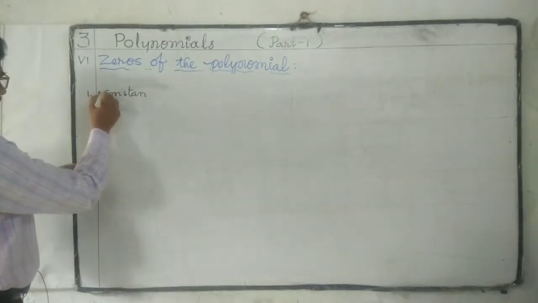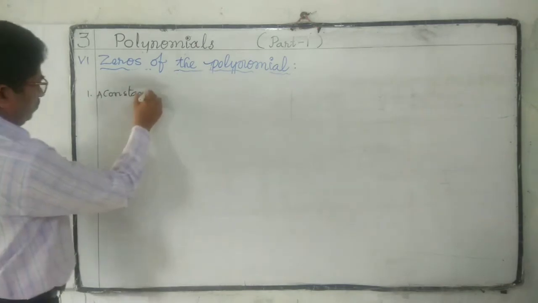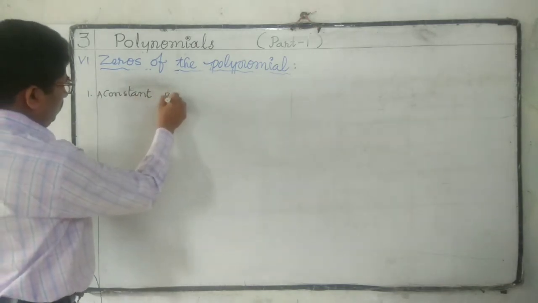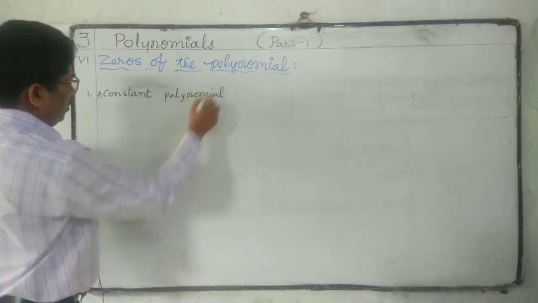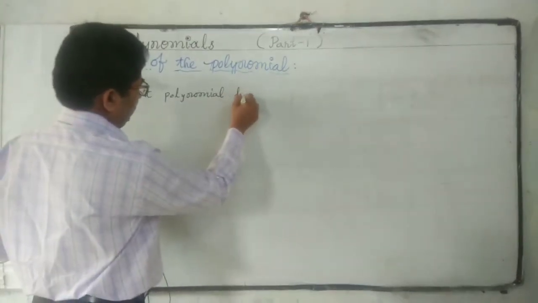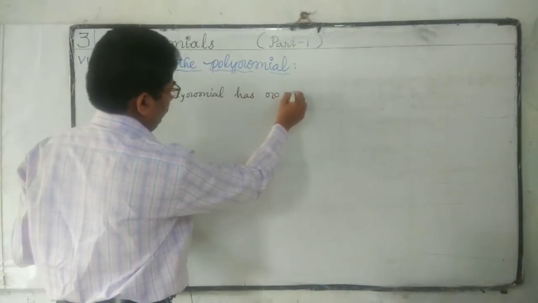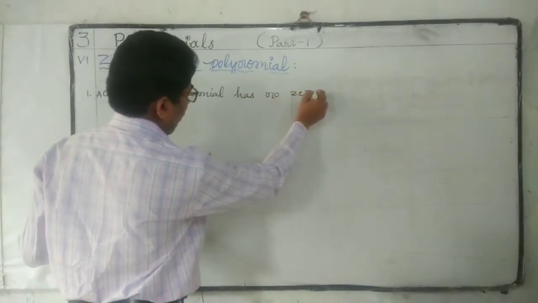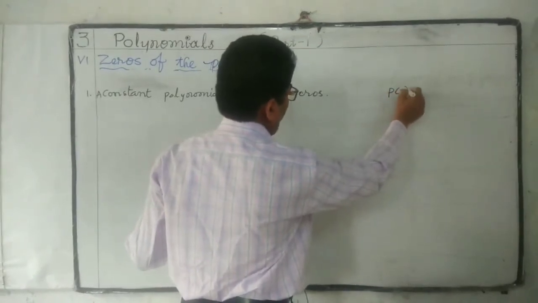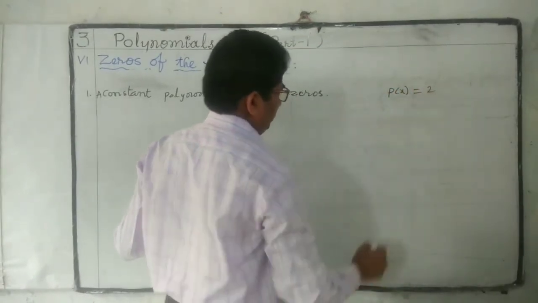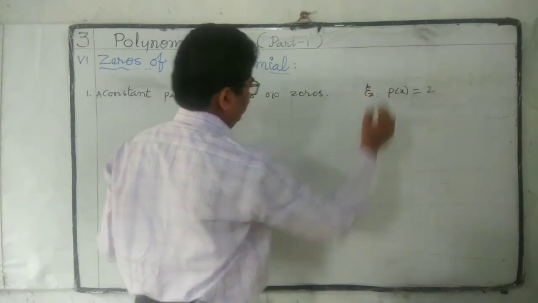A constant polynomial has no zeros. Example, p of x is equal to 2. It has no zero.